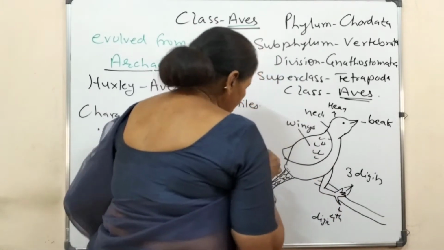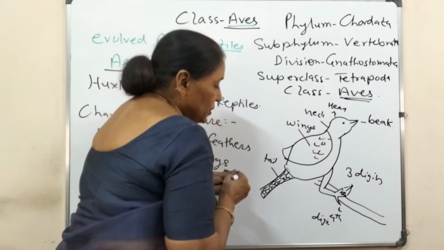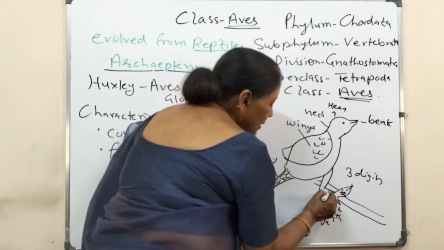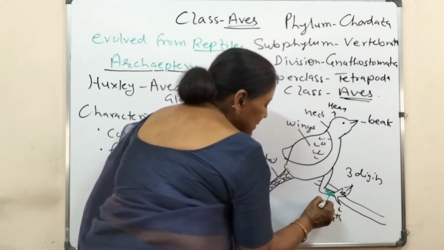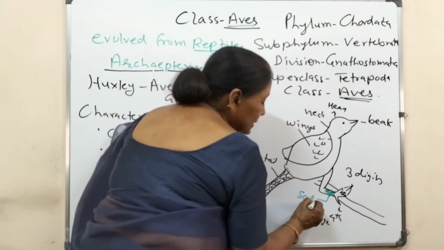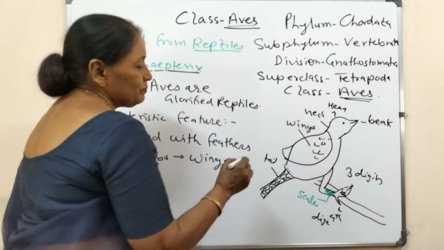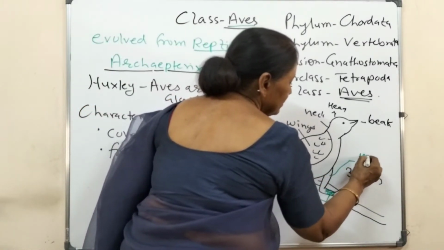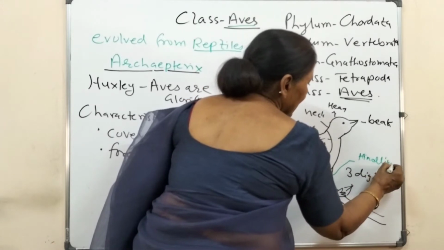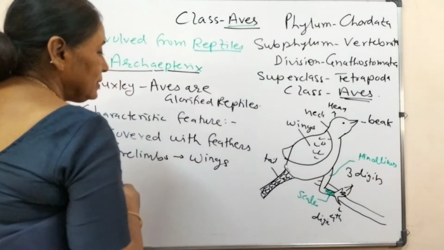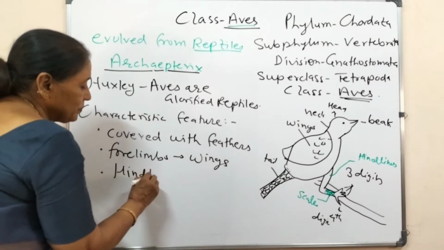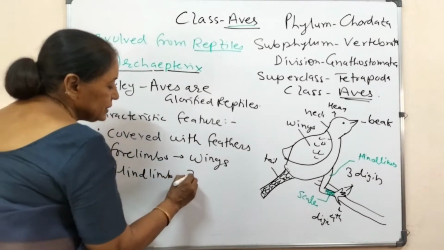Fine. Then the scales which we talked about are present on the hind limb. So these are the scales. Scales are present on the hind limb. This is the hind limb, and the hind limb has digits.